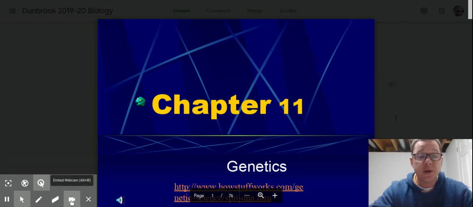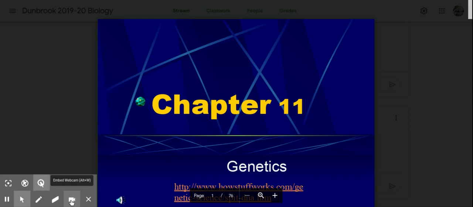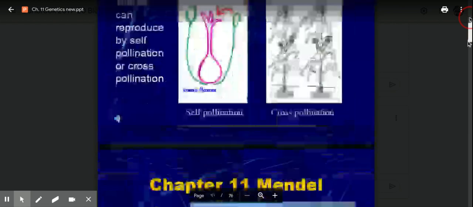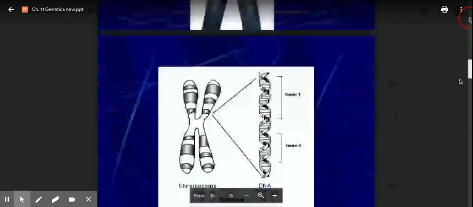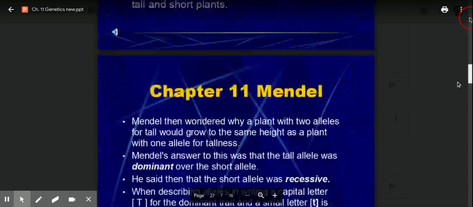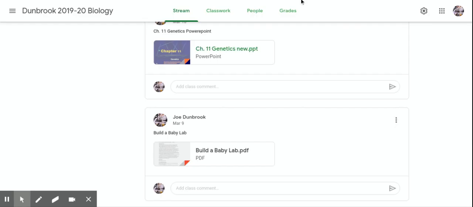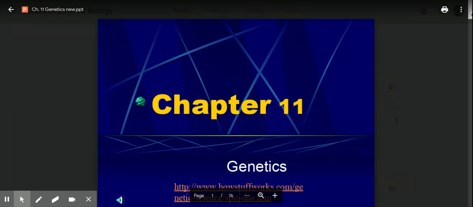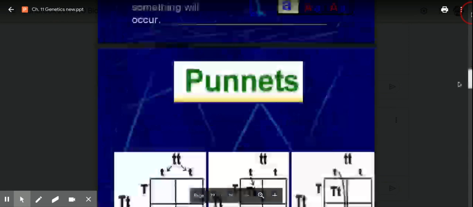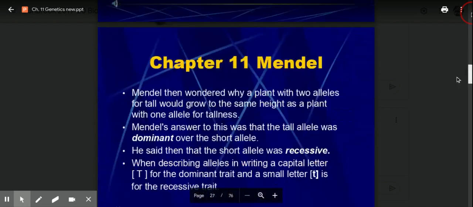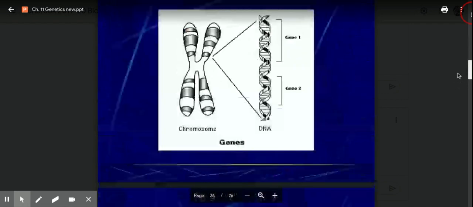So I'm going to disable the camera, but I'm still going to keep talking over the video. I'm going to scroll all the way down to slide number 25. I just passed it, so excuse me. Slide 25 was right about here. We were talking about genes, and I already messed up. Let me do that one more time. Slide 25. Sorry. This mouse pad is not very forgiving. So there we go.